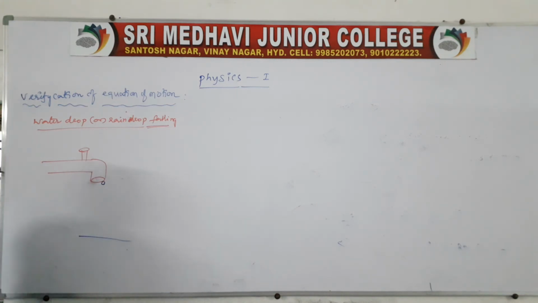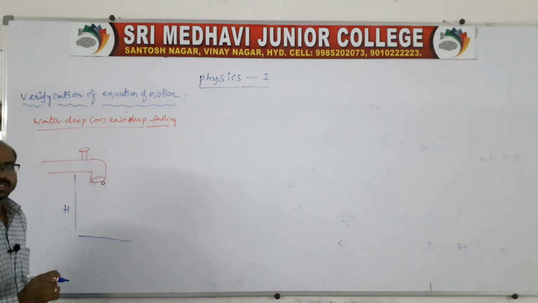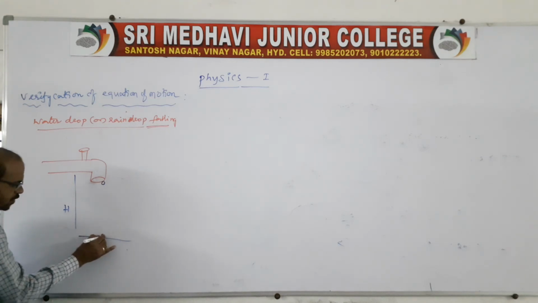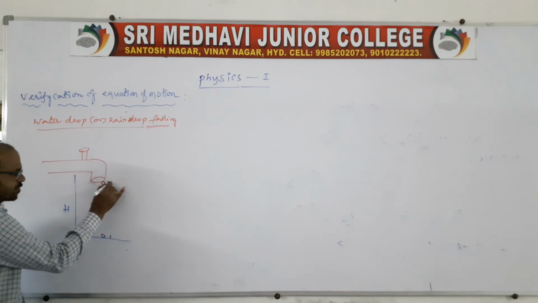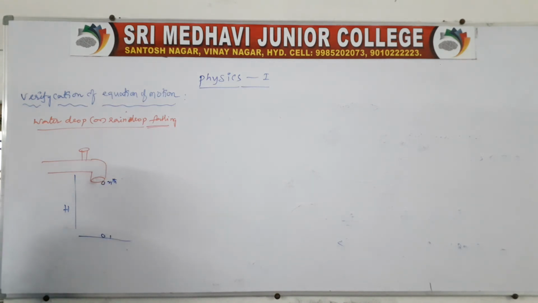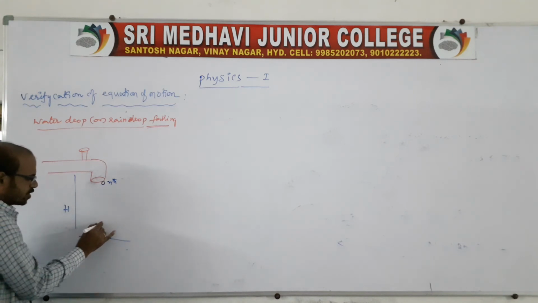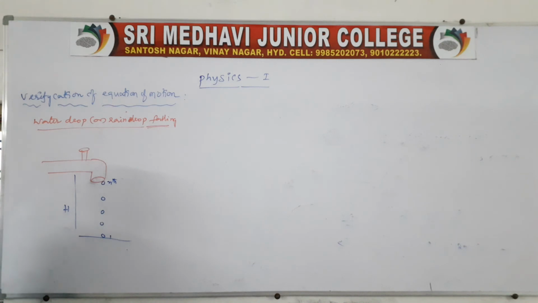The question will be like this: the tap is located at height h, and n water drops are falling in successive time intervals. When the first drop reaches the ground, the nth drop is ready to fall. So the remaining water drops are to be adjusted between the nth and first drop.